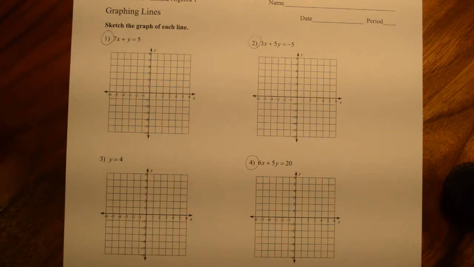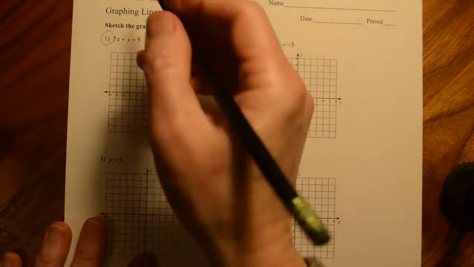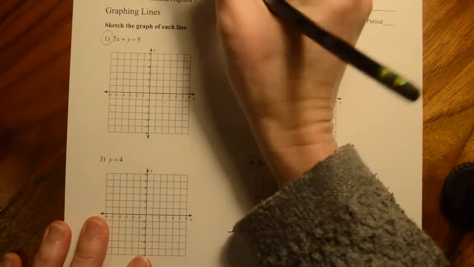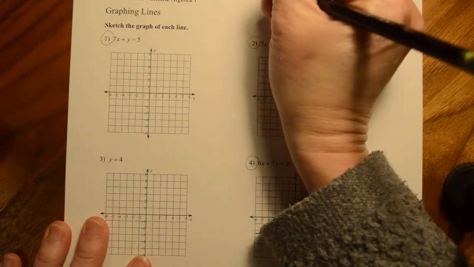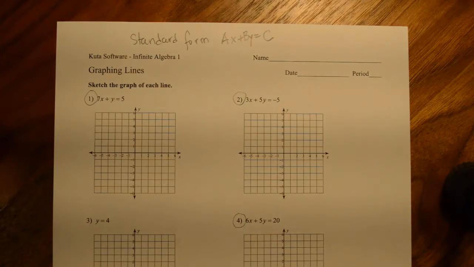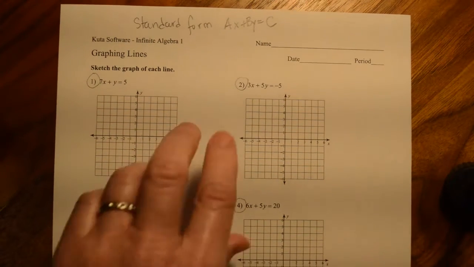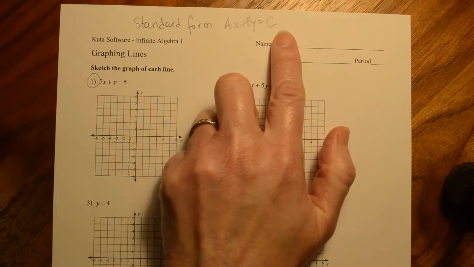Okay, let's practice more graphing lines, but this time on this sheet, notice that all of the equations are in our standard form. And that means ax plus by equals c. All right, standard form is ax plus by equals c. So again, notice the x and y terms have to be together on one side and the constant term has to be alone on the other side.